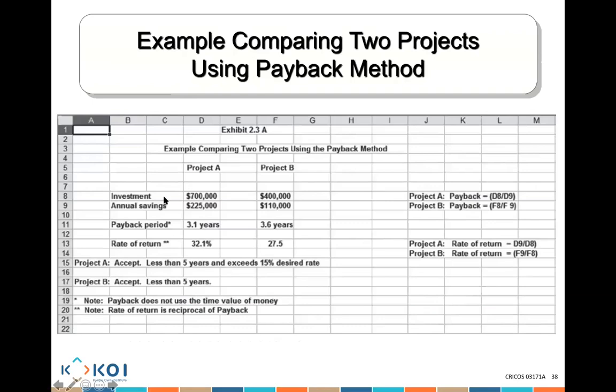This is an example. I'm going to invest $700,000. I'm going to save $225,000 per year. If I divide 700,000 by 225,000, it'll take me 3.1 years to get the money back. Second project, it's going to be $400,000, and every year I'm going to save $110,000. 400,000 divided by 110,000, it's going to take me 3.6 years to get the money back. Project A was accepted because it's less than 5 years to get the money back, and it's going to give me a rate of return, which is a benefit, of more than 15%. That's a very small example of a payback method.